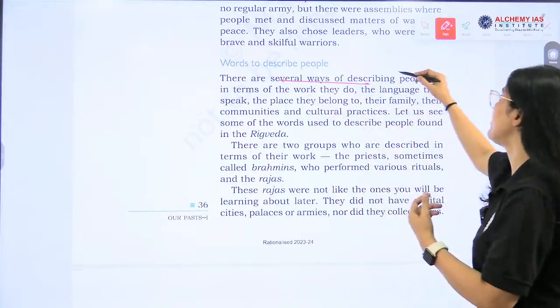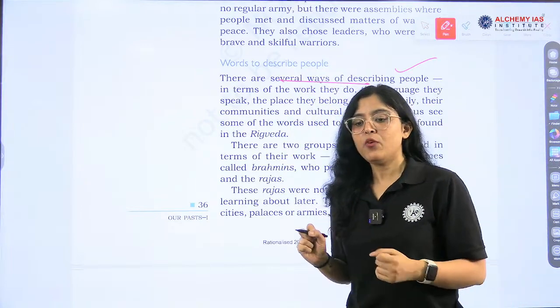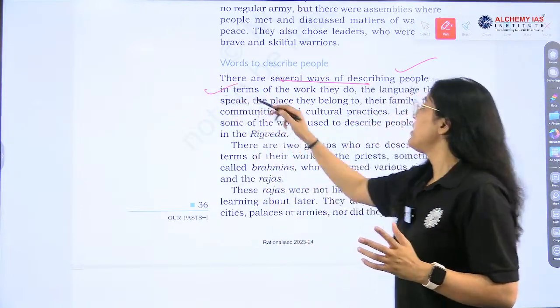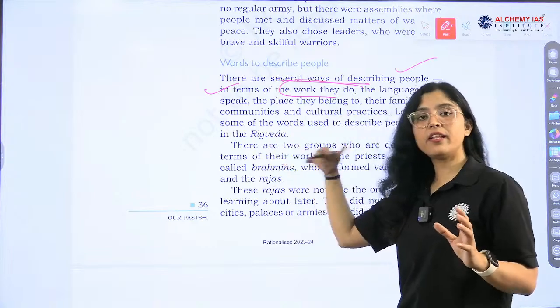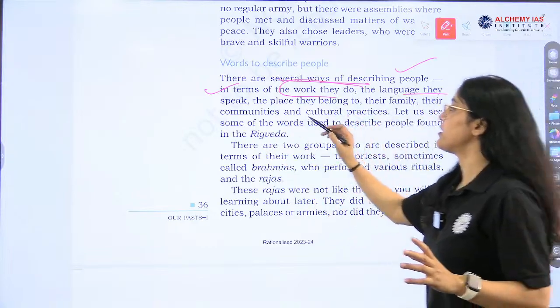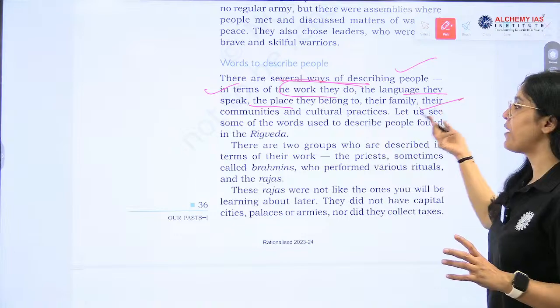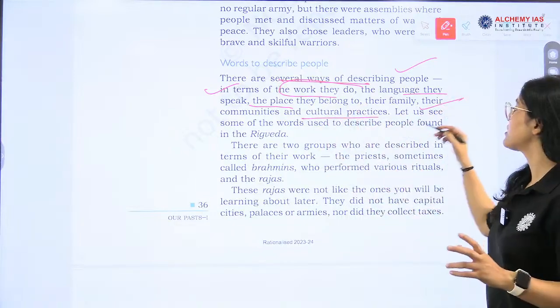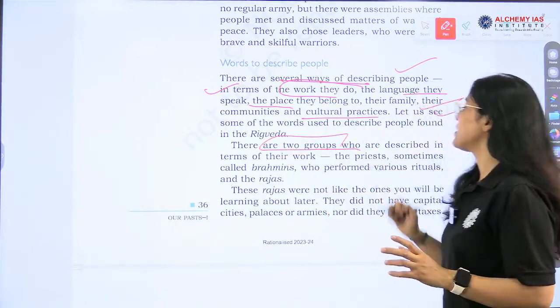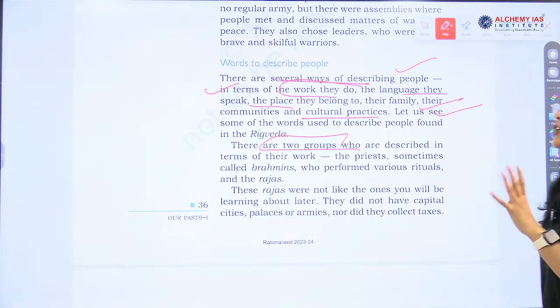There are several ways of describing people. What was the population basically? In terms of the work they did, there were names given, the language that they speak, the place they belong to, their family, their communities and cultural practices. Now, there are two groups. Clearly it is telling us that there were two groups.